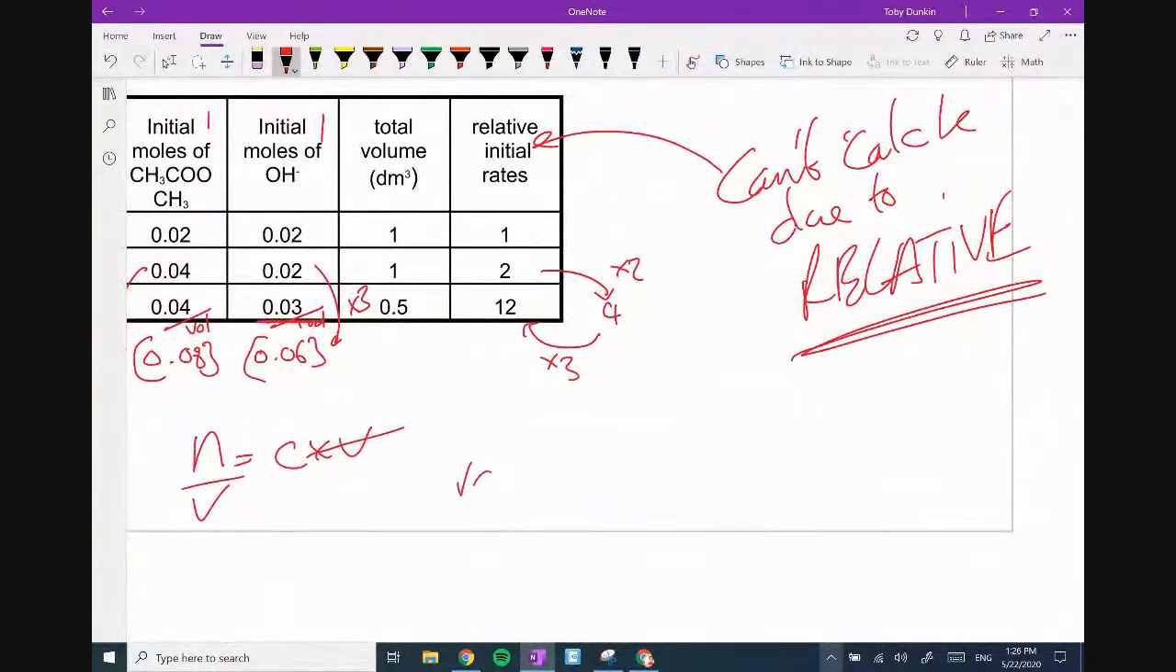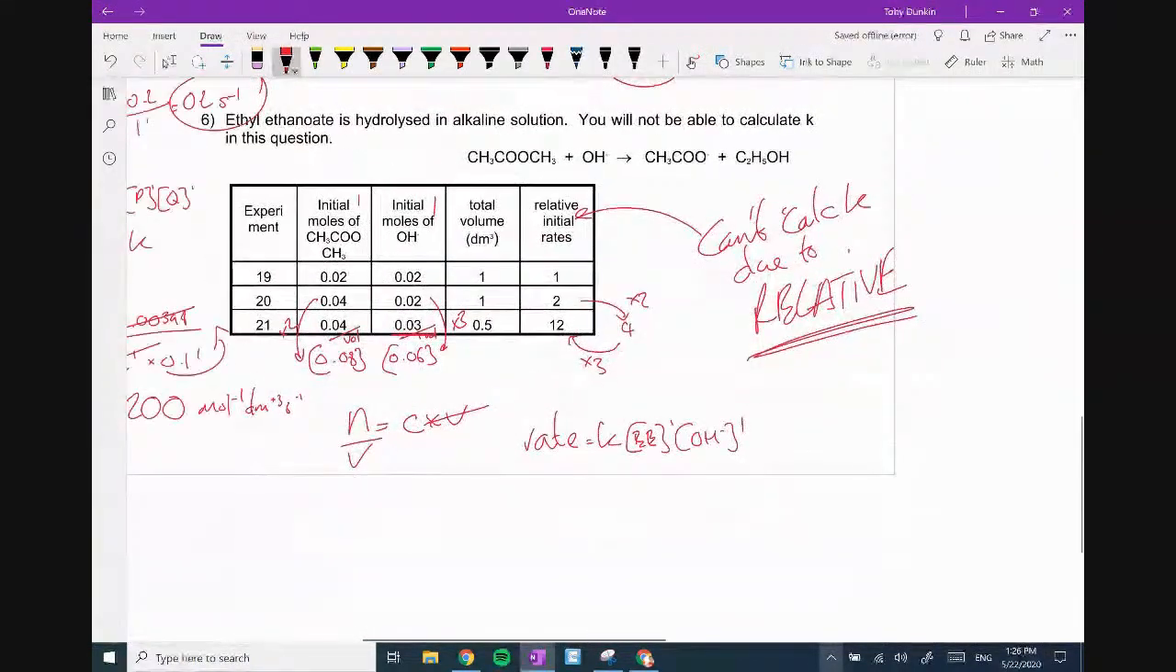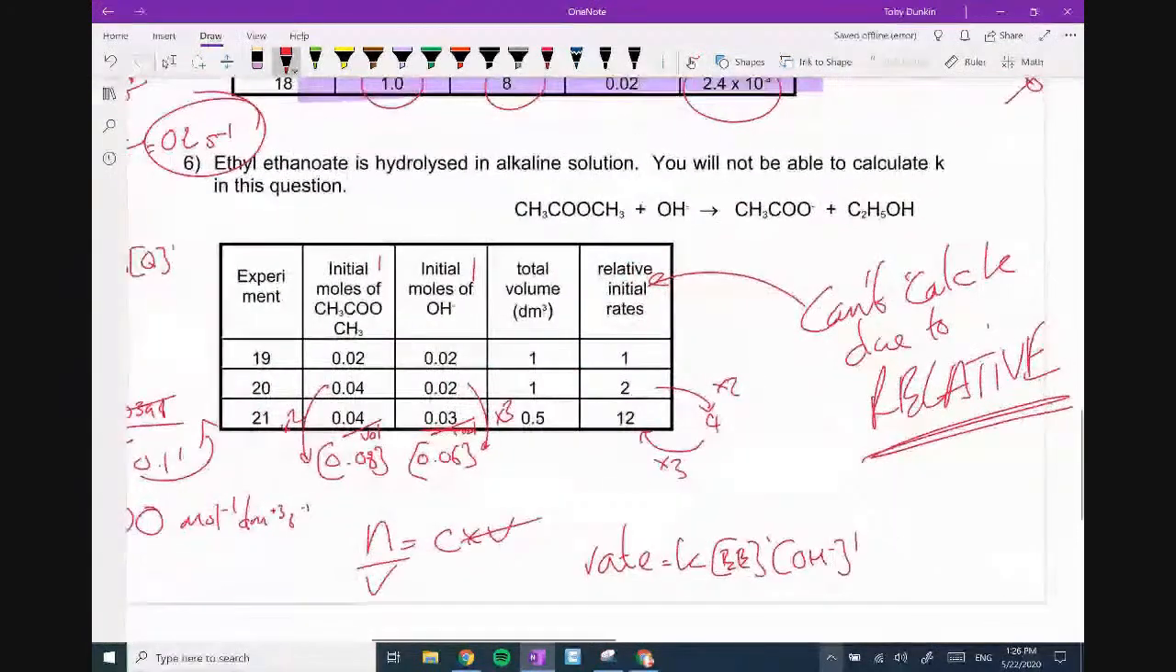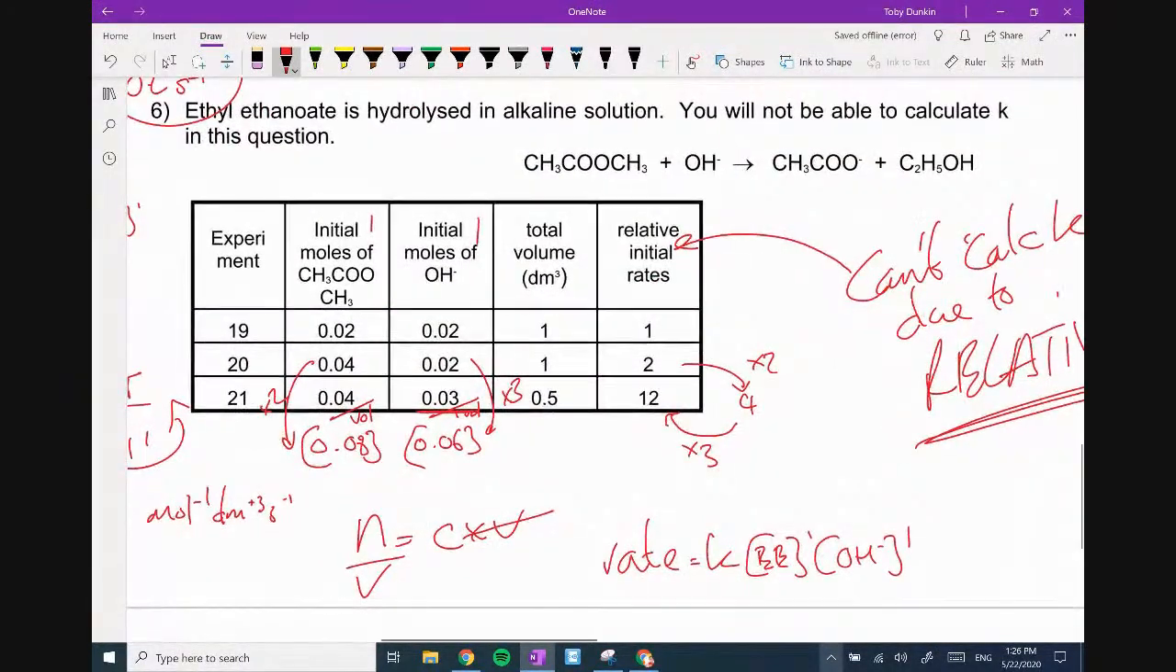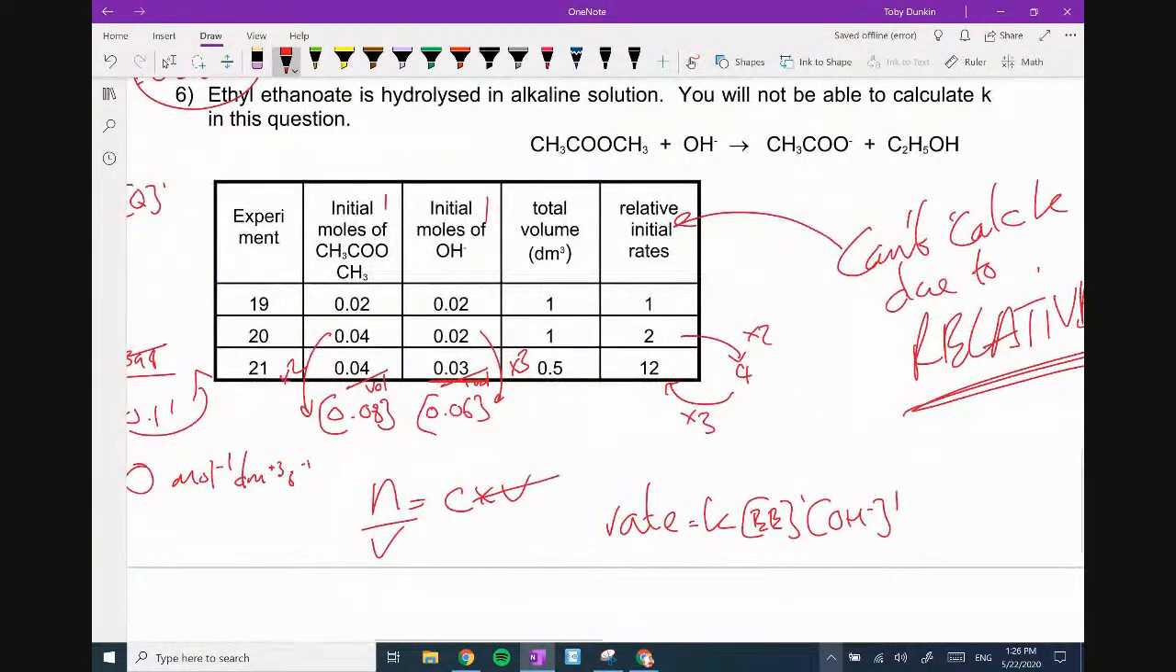So rate equation, which we can still produce, K, ethyl ethanoate to the power 1, OH minus to the power 1. We're done. Can't work out K though, because it's relative. I see. Yep, got that. Cool. Clever trick. That last one was a bit more A-level-ish, a bit more A2-ish. Yeah, they've done all kinds of horrible games like that. It's proper horrible. So just be aware.